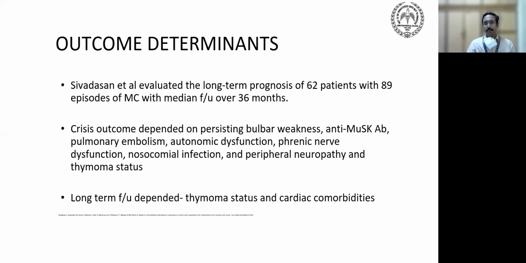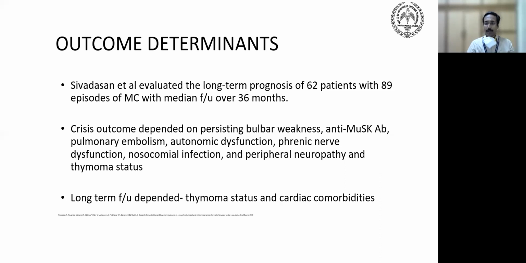We have a large retrospective cohort from our institute by Ajit sir, who looked at around 62 patients who had 89 episodes of myasthenic crisis and were followed up subsequently for nearly 1.5 years. For the immediate crisis, the outcome depended on whether they had persisting bulbar weakness at discharge, whether the phenotype was a MuSK antibody phenotype, whether they had concomitant medical problems, and whether they had phrenic nerve dysfunction at discharge. Did they require BiPAP at discharge? Long-term ventilation, not just the myasthenia, they also have critical illness neuropathy, myopathy, requirement of BiPAP, and all those things made a difference in the immediate outcome post-discharge from the ward. And long-term follow-up depended on the thymoma status and cardiac comorbidities.